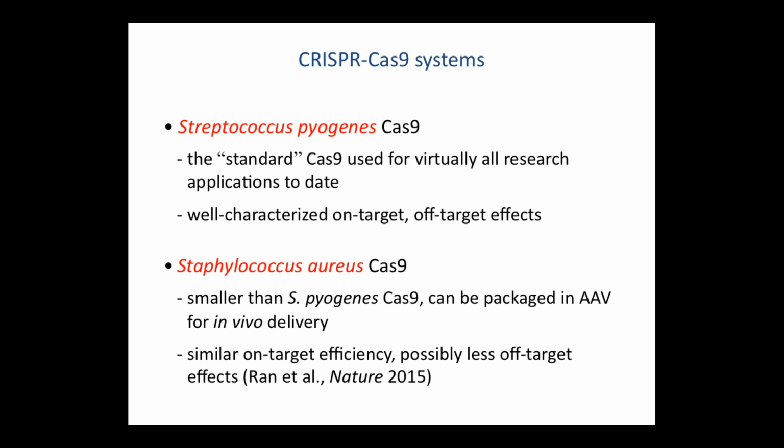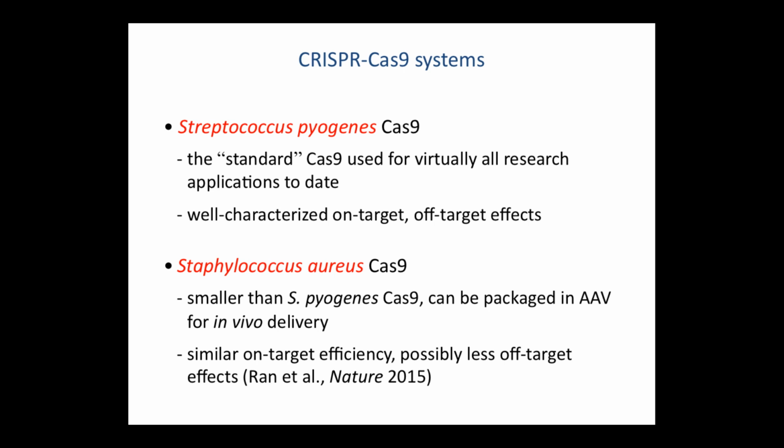A number of variants of the CRISPR-Cas9 system are now actively being used in research applications. Almost all of them are derived from the naturally occurring system found in the bacterial species Streptococcus pyogenes. At least for now, the Strep pyogenes Cas9 and its associated guide RNA architecture are the standard in the field. There's been extensive work characterizing its on-target and off-target effects.